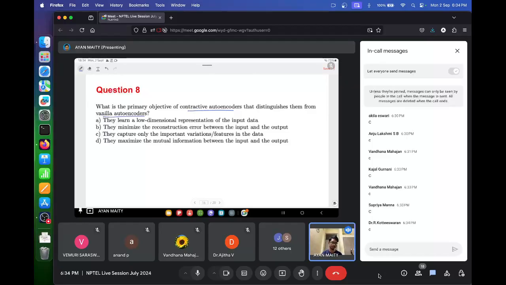Kajal says option C. Vandana Mahajan says option C. Supriya Manna says option C. Dr. R. Koteshwaran says option C.